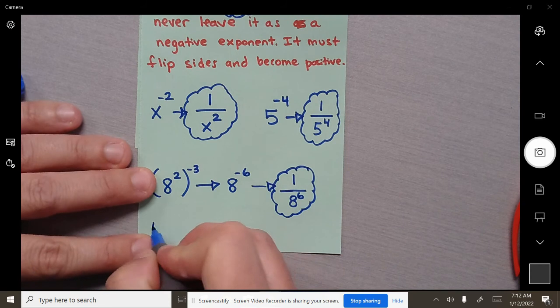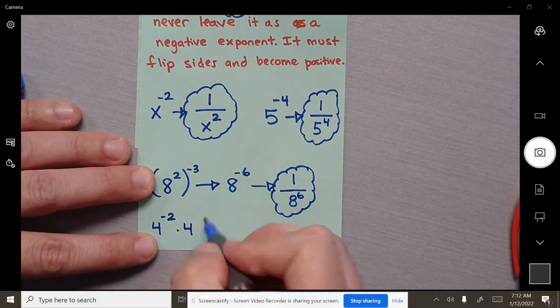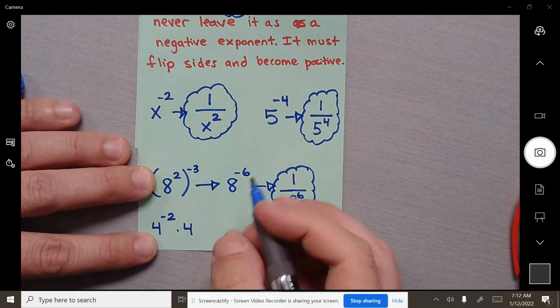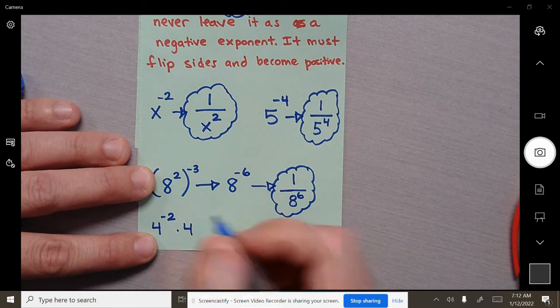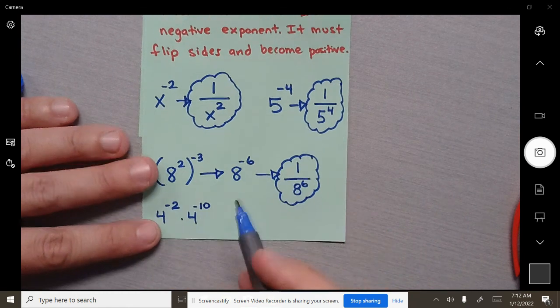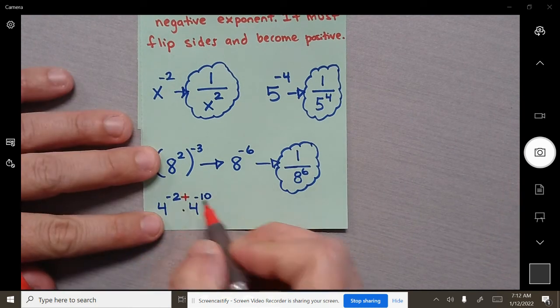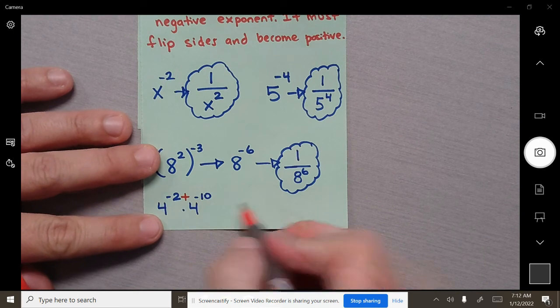Last one. This one's going to be a confusing one. What if I gave you this one? Remember, if the basis is the same, you add the exponents. But for this one, when you add across, what's that going to look like?